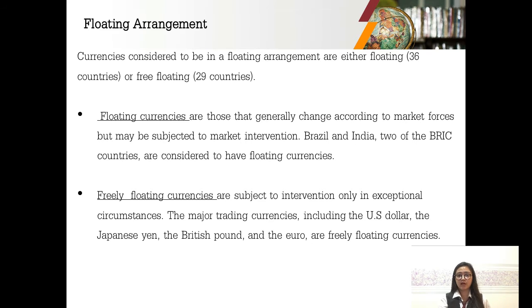And lastly is the floating arrangement. Currencies considered to be a floating arrangement are either floating, which consists of 36 countries, or free floating with 29 countries. Floating currencies are those that generally change according to market forces but may be subjected to market intervention. Brazil and India, two of the BRIC countries, are considered to have a floating currency. The freely floating currencies are subjected to intervention only in exceptional circumstances. The major trading currencies, including the US dollar, the Japanese yen, the British pound, and the euro, are freely floating currencies.